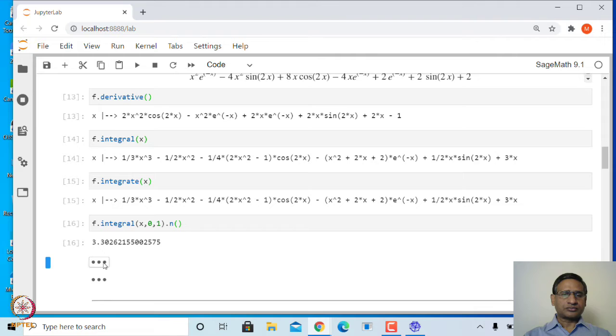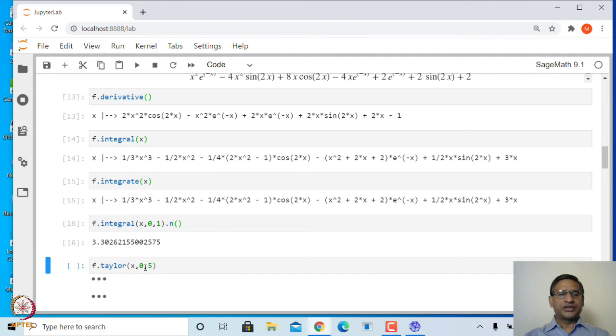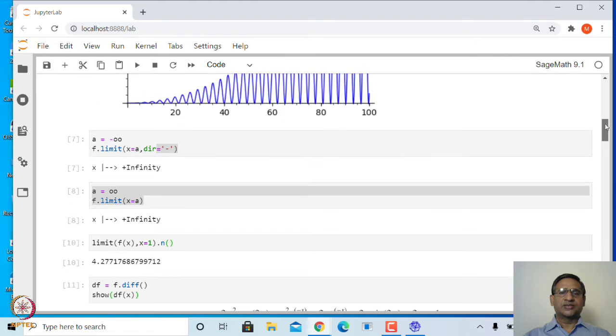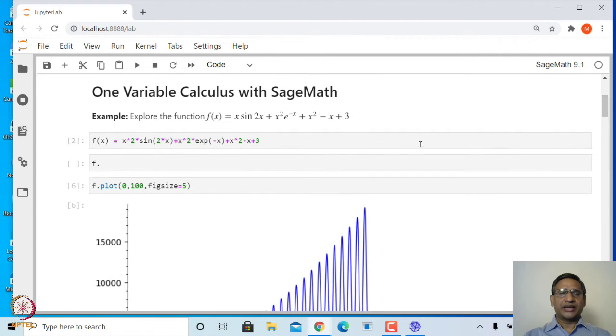And similarly, you can also find Taylor's polynomial of whatever degree you want with respect to whichever point. So, that is also there. Of course, all these concepts we will do in detail, but what I am trying to tell you is that once you define a function and then apply f dot tab, then you have option to find limit, to find derivative, to find integral, to find Taylor's expansion. All these things exist, and we will see in more detail.